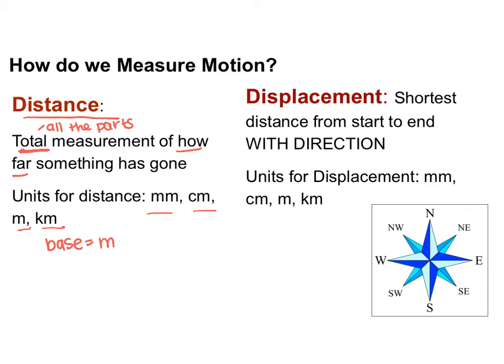The second way that we can measure motion is with displacement. And displacement is slightly different. So displacement is not the total distance, it's the shortest distance from start to end with direction. The units for this are the same, but they also include a direction.